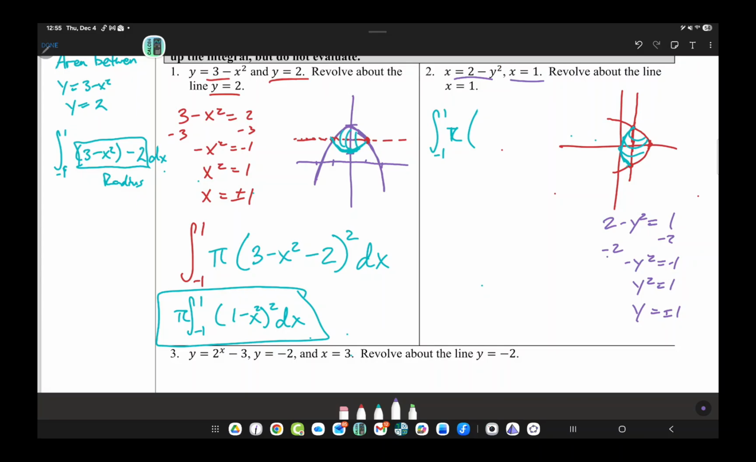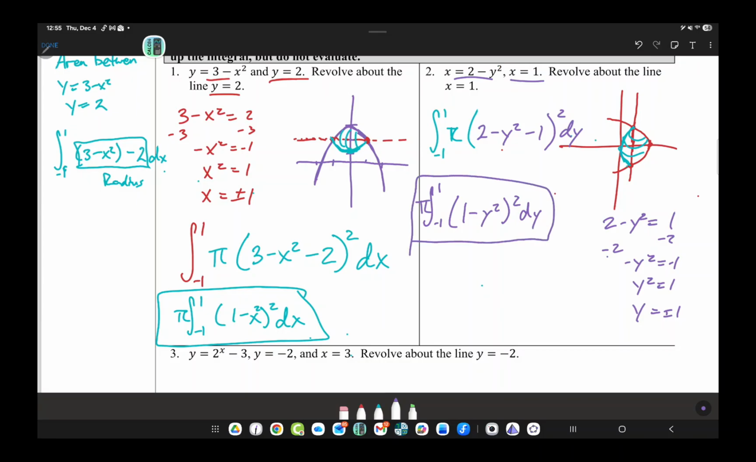Now, here, which function is furthest from the y-axis? 2 minus y squared, and then the closer one is the 1. And again, you can simplify this to the integral from -1 to 1, putting the pi out here, of (1 minus y squared) squared dy. And it is. Now, we're going to make this a little bit interesting.